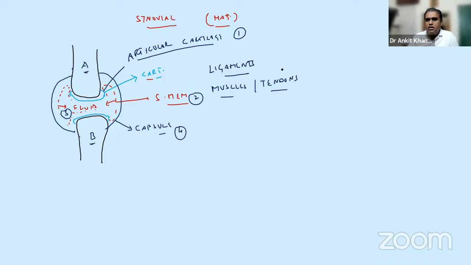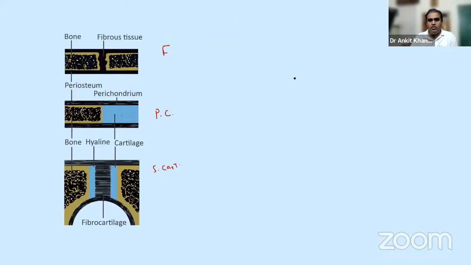Fourth is the capsule. And fifth and sixth, you can say the ligaments, muscles, and tendons which are supporting the joints. Because these joints are mobile, a thing which is more mobile is more prone to damage. That we also understand. This is the basic anatomy of synovial joint. Fibrous and cartilaginous joints you already have seen over here.